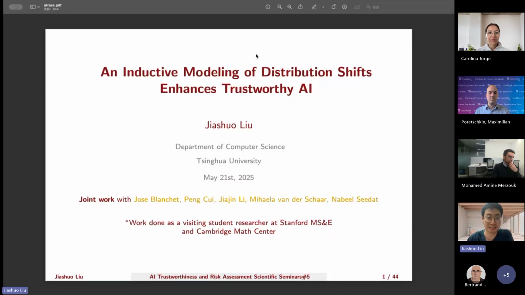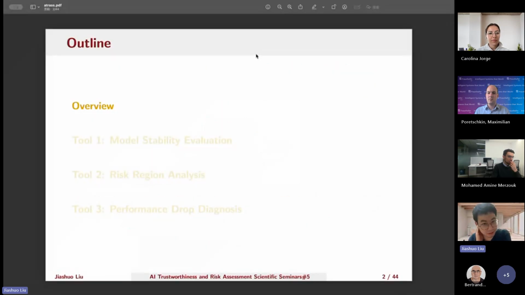And the title of my talk is An Inductive Modeling of Distribution Shifts Enhances Trustworthy AI. My talk is based on joint works with Jose, Peng, Jiajing, Mihaela, and Nabil. The works were done when I was a visiting student researcher at Stanford and Cambridge. And today I'll introduce my research from these four aspects.